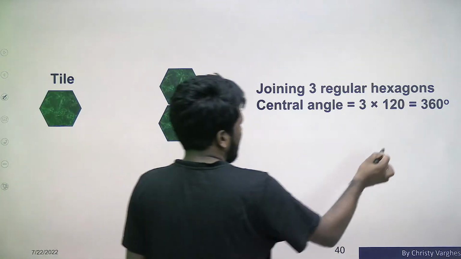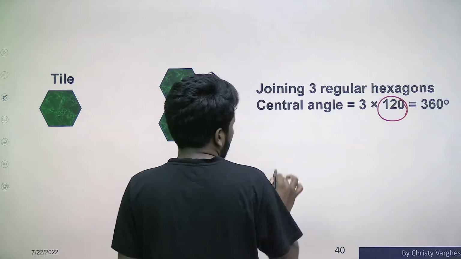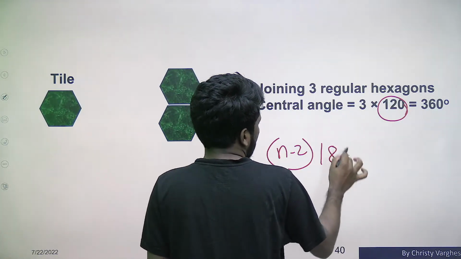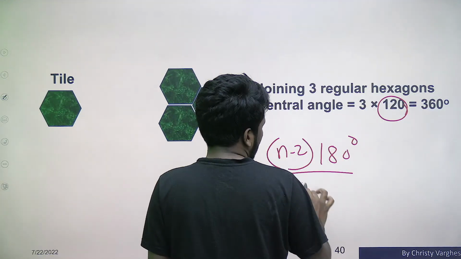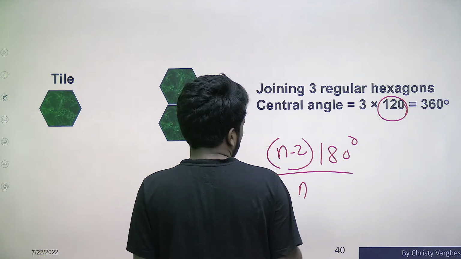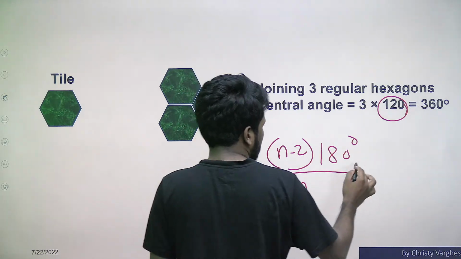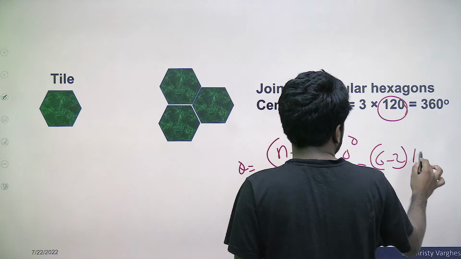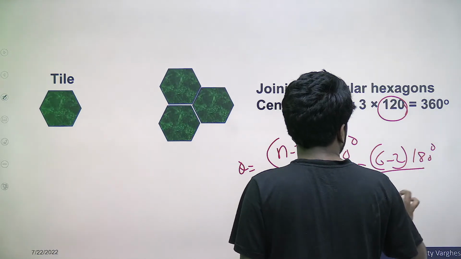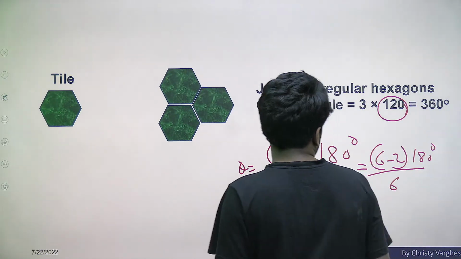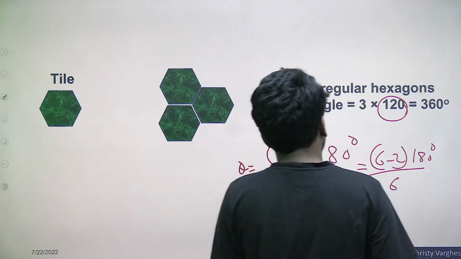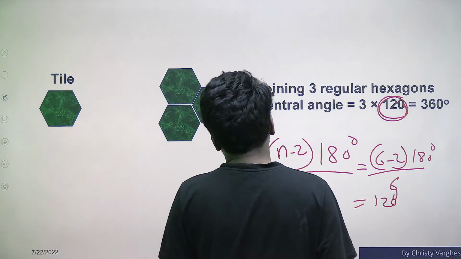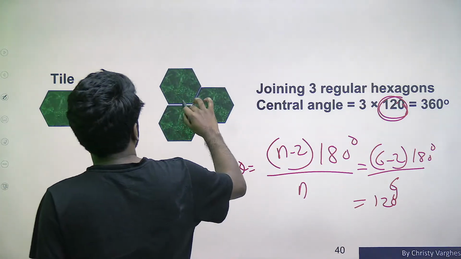Because regular hexagon का each angle 120 degree है. How to derive it? लास्ट क्लास में डिस्कस किया था. n-2 into 180 degrees divided by n formula use करके. So n-2 is 6-2 into 180 degrees divided by 6. That is 4 into 180, 720 by 6, 120 degrees. That is how 120 can be derived. So 120 is each of the angles.